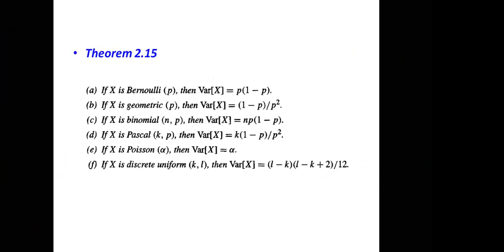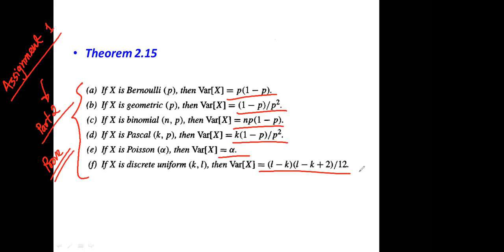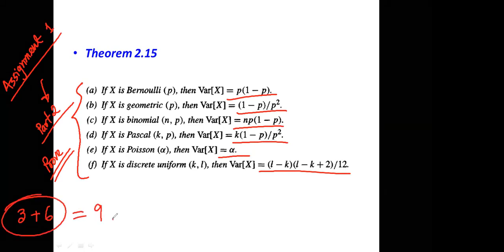Okay. Now in this theorem, we are having all these 6 variance values. We need, this is the part 2 of our assignment. We are having second part, and to prove these results. Previously we had 3 questions, and now we are having 6 questions. Total, there are 9 questions.